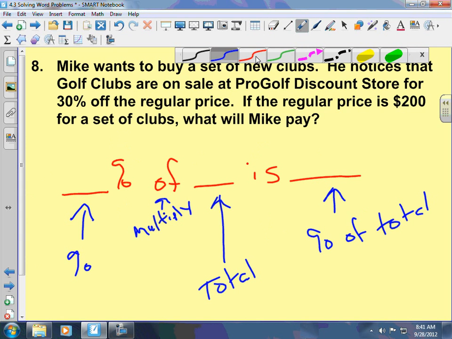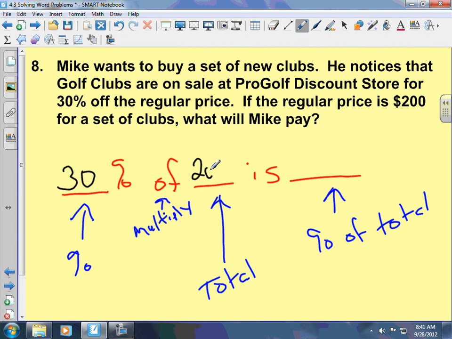Now, what is my percent? 30 is my percent. That's correct. Of, what's my total? 200. Now, I multiply 200 times 30%. Do not forget, or you can go 30% times 200, it doesn't matter. Do not forget your percent sign on the back of the 30.